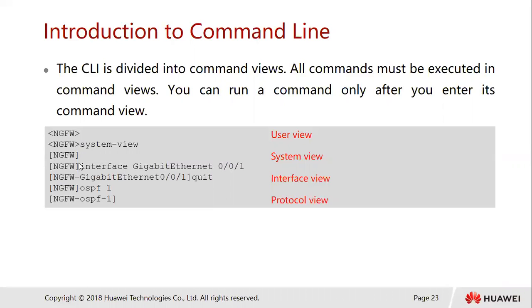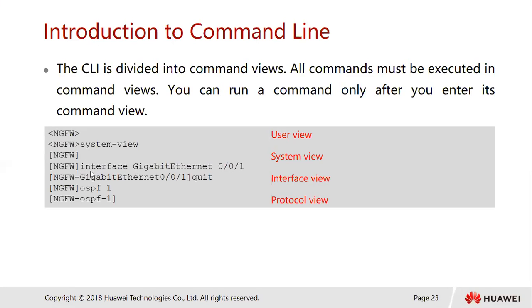All right, so when we are in the system view, this is where we can change the configurations of a Huawei switch, a Huawei router, or a Huawei firewall. So how do you configure the interfaces?